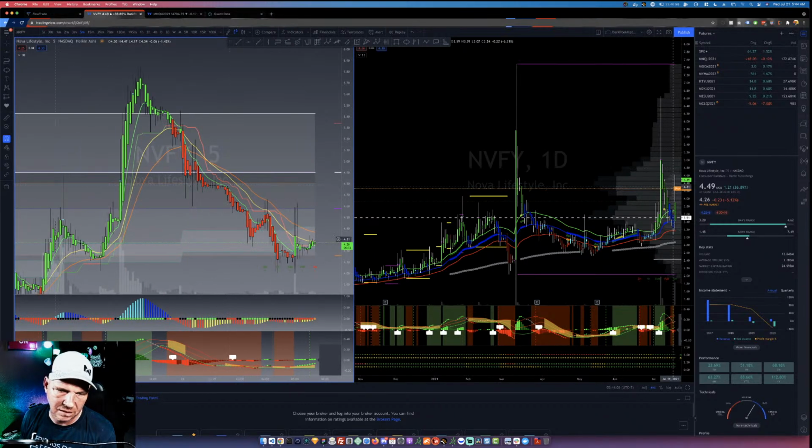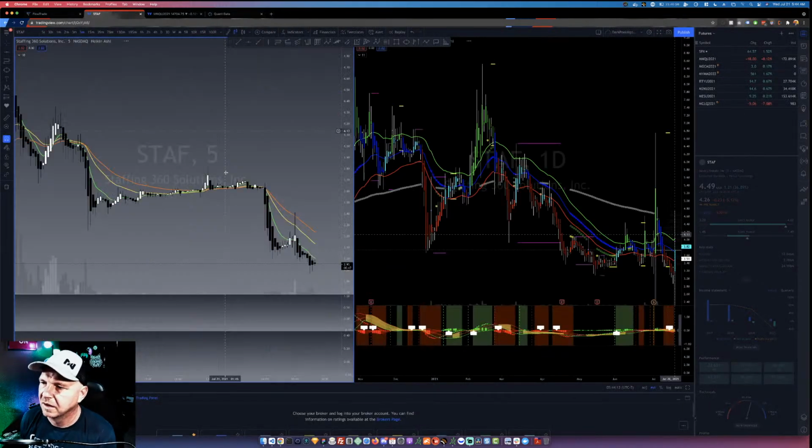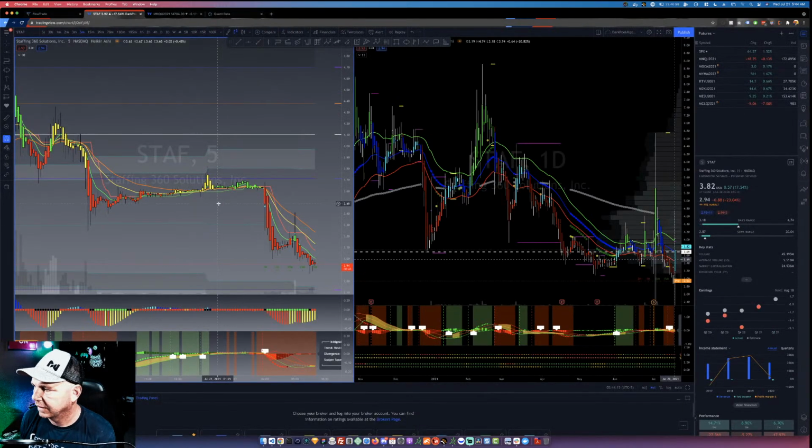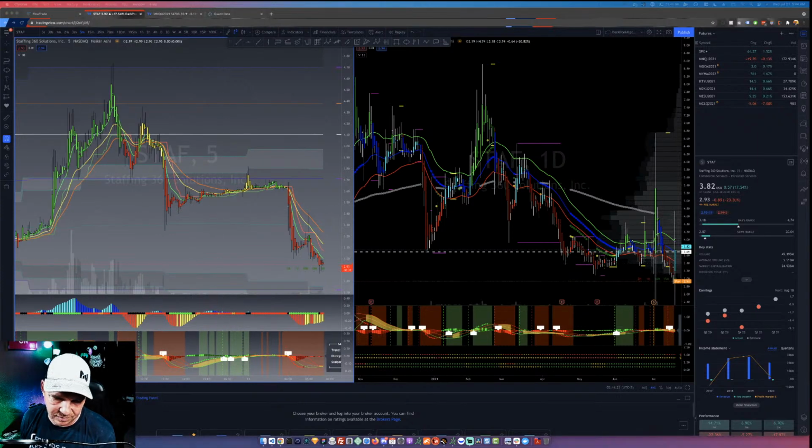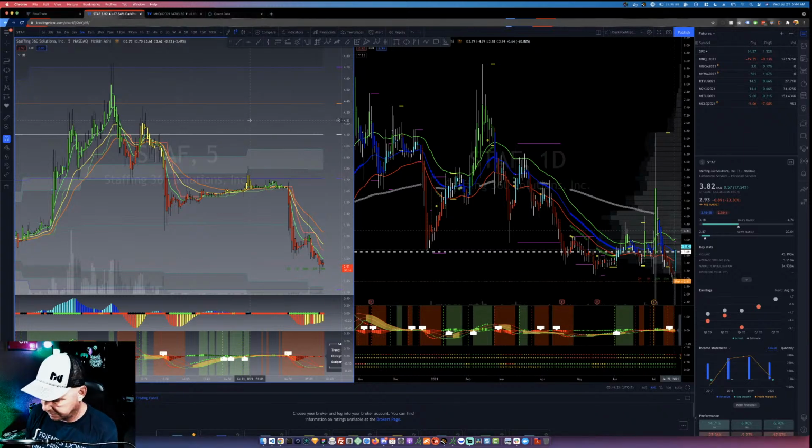It's another penny stock. So with that being said, Staff is another one that I believe there was some news on. Look for this to continue to sell off. Wow, 10 to 3.